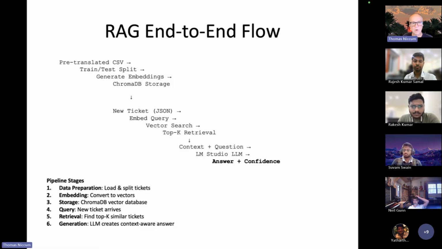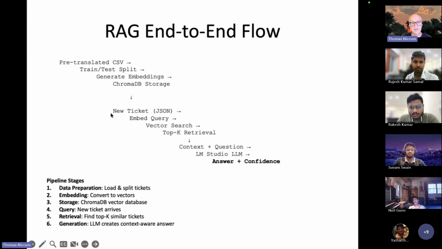So if we review our end-to-end workflow, we created our pre-translated CSV. We took all the different foreign languages that were in there and converted everything to English. We took a test and training split. We took 80% and generated embeddings, which are the vectors. We stored that in Chroma. The vector is the key. The chunk of text, which is the subject and the body, is what we're going to retrieve.